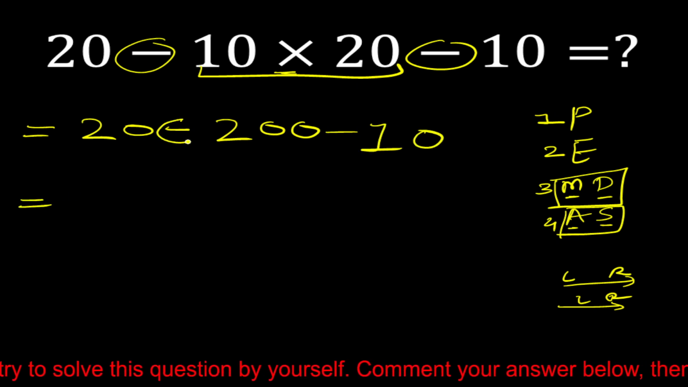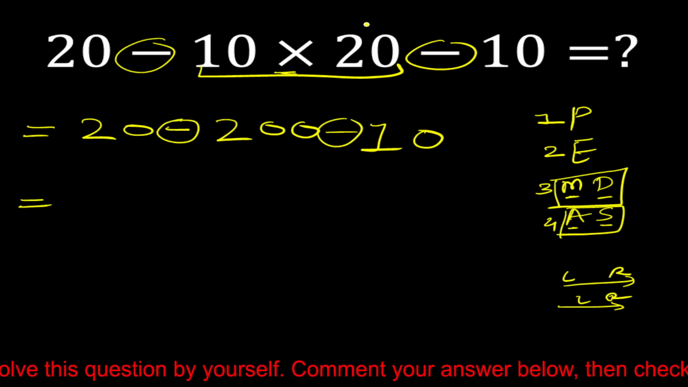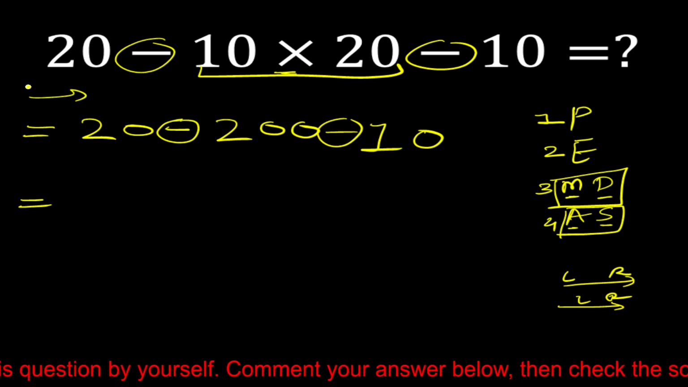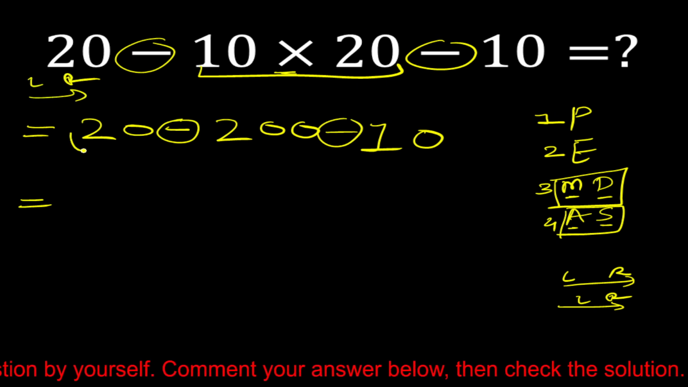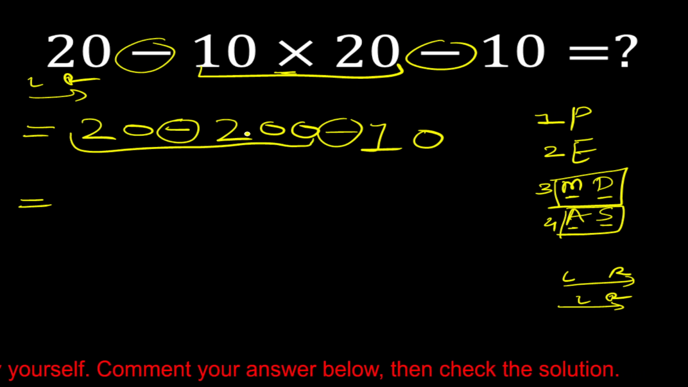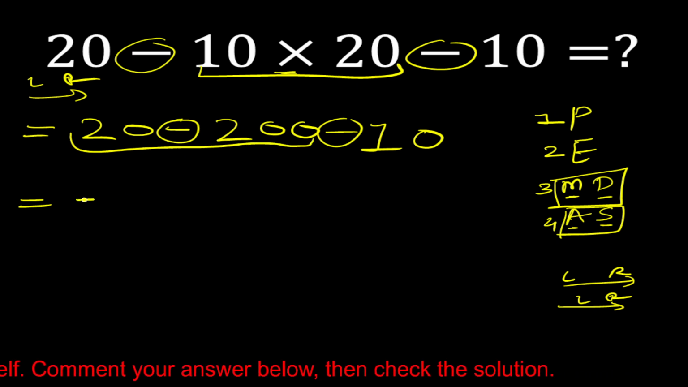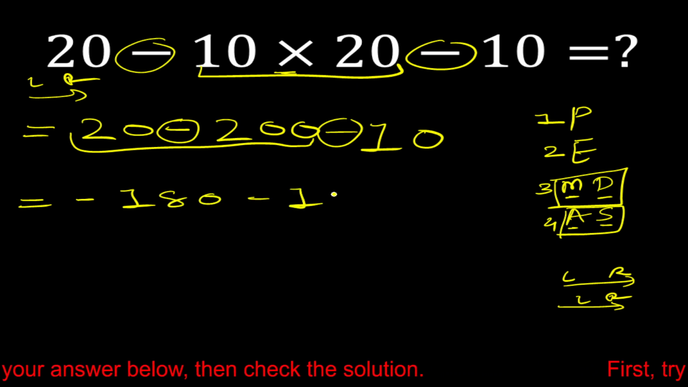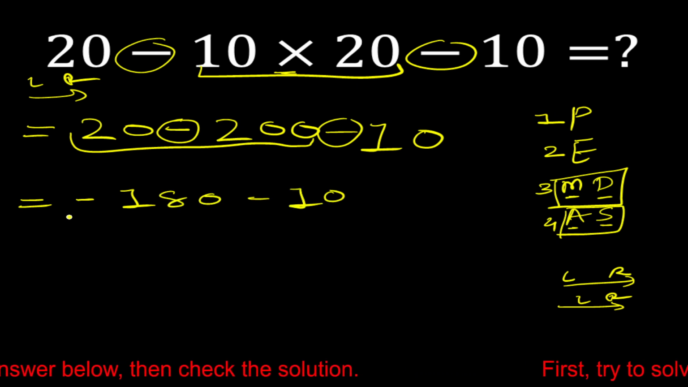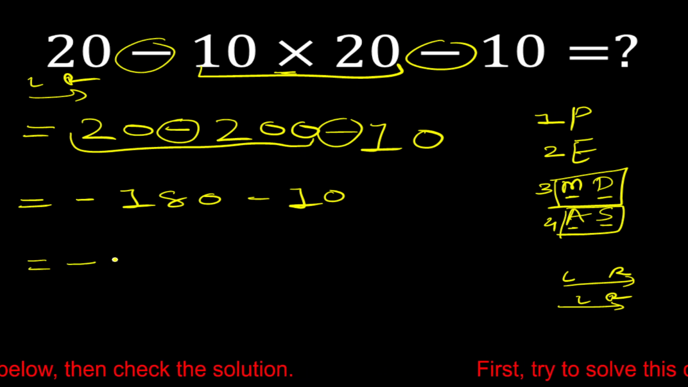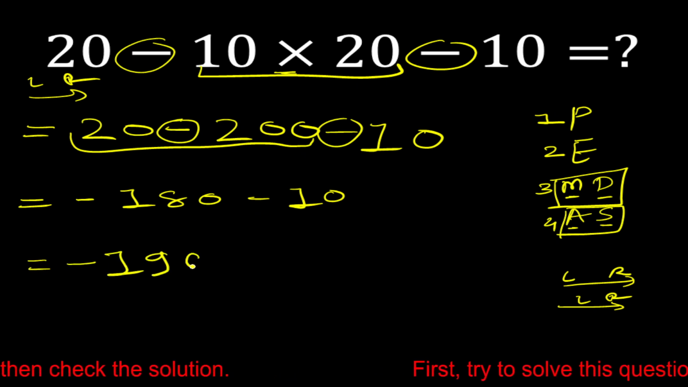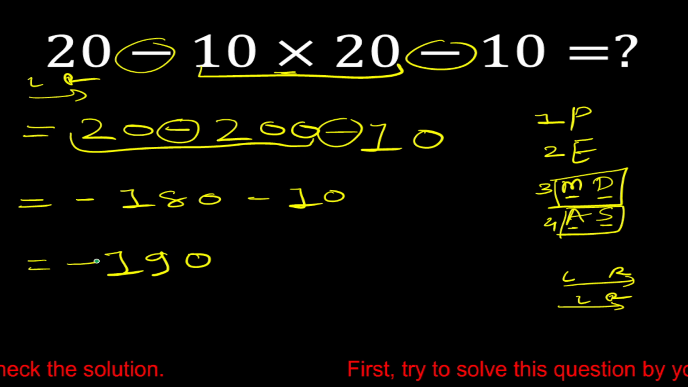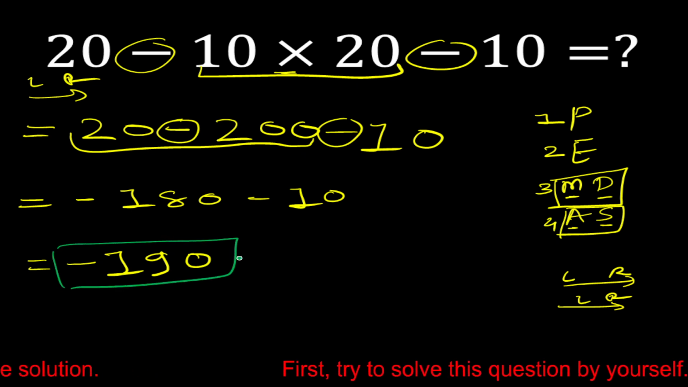Now here is subtraction and here is subtraction. Both have equal priority, so we have to solve it from left to right. So first we have to solve this part. So 20 minus 200 is equal to minus 180, minus 10. Now minus 180 minus 10 is equal to minus 190. So the correct answer is minus 190.